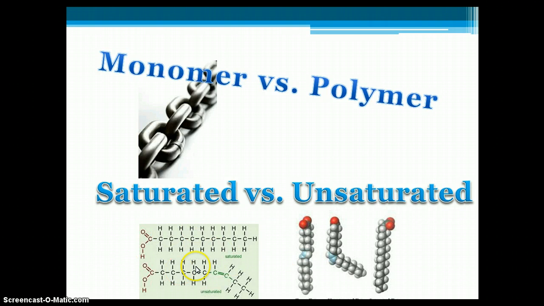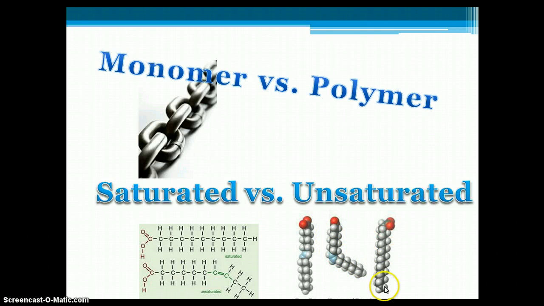On the other hand, unsaturated fatty acids have less than the maximum possible hydrogens, and they have double bonds, which is indicated right here. These double bonds create a little kink in the molecule. This is just another depiction. This is an unsaturated fatty acid. Notice the big kink in it. This would be a saturated fatty acid, and this is trans, but we don't need to worry about that right now. Unsaturated fatty acids are liquid at room temperature, and it's all because of this kink right here.